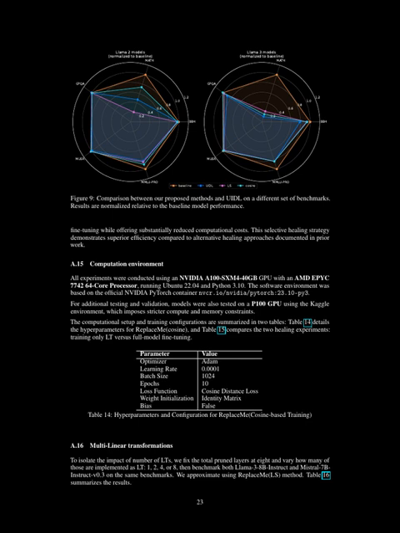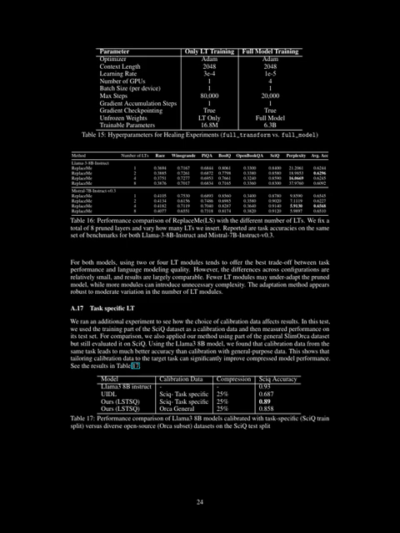Table 15. Parameter: only LT training, full model training. Optimizer Adam, context length 2048, learning rate 3e-4 and 1e-5, number of GPUs 4, batch size per device 1, max steps 80,000 and 20,000, gradient accumulation steps 1, gradient checkpointing true, unfrozen weights LT only and full model, trainable parameters 16.8M and 6.3B. Table 15: hyperparameters for healing experiments. Full transforms, full model, method, number of LTs, race, winogrande, PIQA, BoolQ, OpenBookQA, perplexity, average.